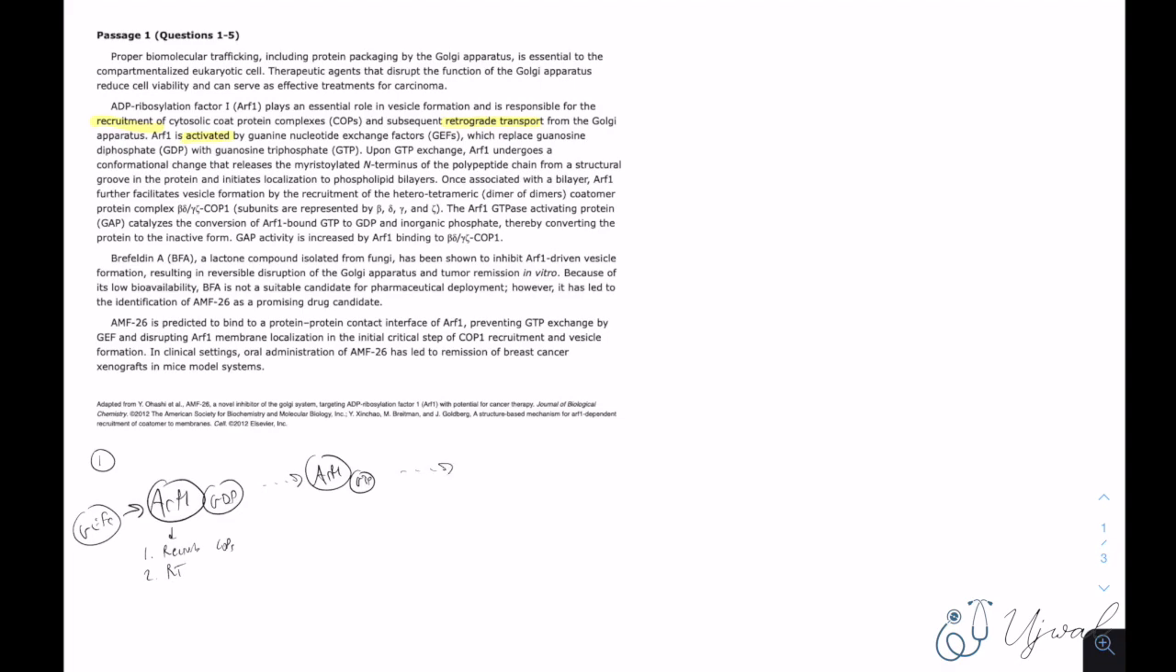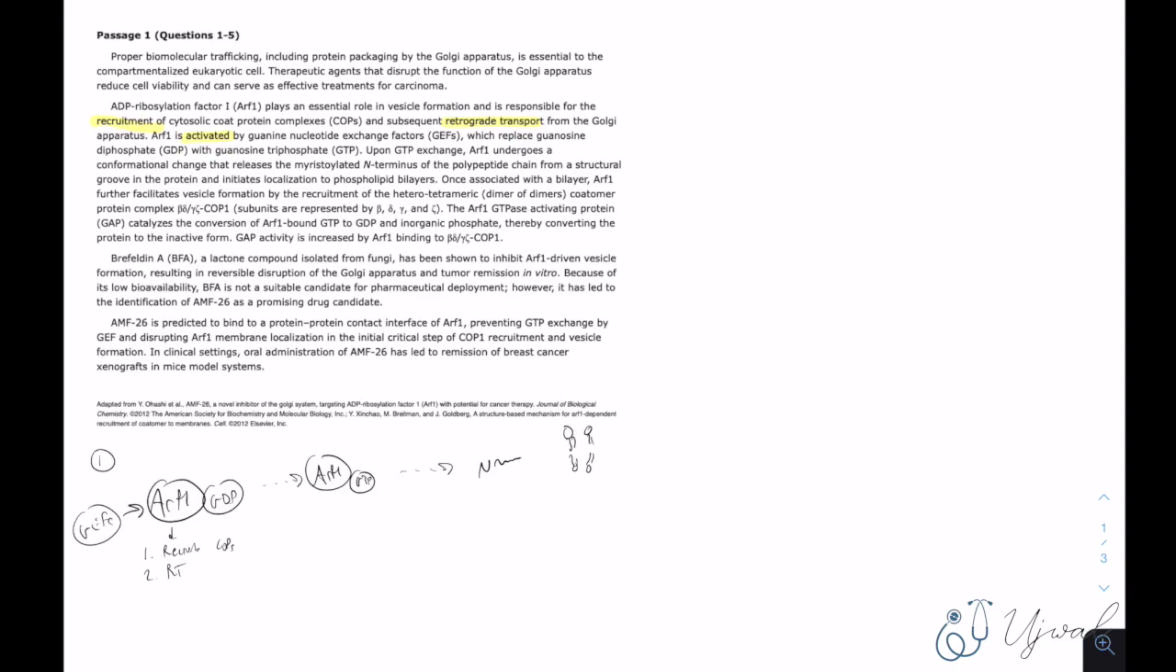And so basically what's going to happen next, it talks about releasing this N-terminus of the polypeptide chain and initiates localization to phospholipid bilayers. And so I'm just going to quickly draw a little mini phospholipid bilayer. And that tells me what I need to know from that sentence.